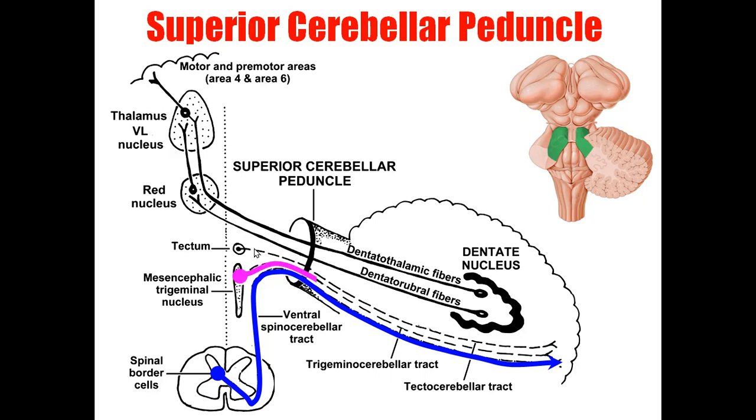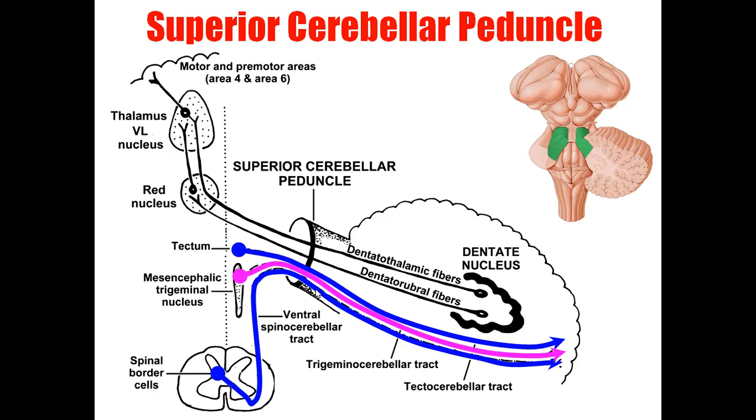Second one, trigeminocerebellar fibers from the mesencephalic nucleus of the trigeminal nerve. These fibers convey unconscious proprioceptive information from the face, eyes and palate to the cerebellum. And the third, the tectocerebellar fibers from the superior and inferior colliculi. They convey visual and auditory information to the cerebellum.